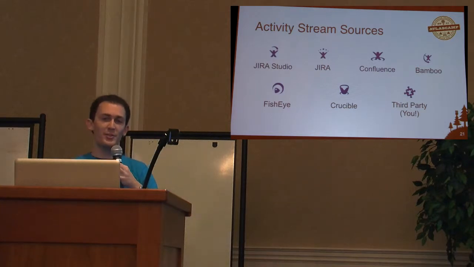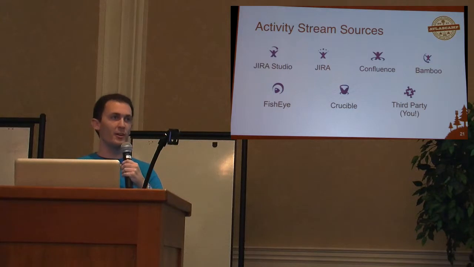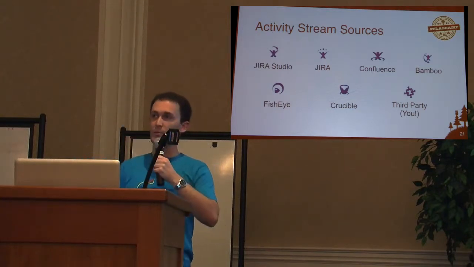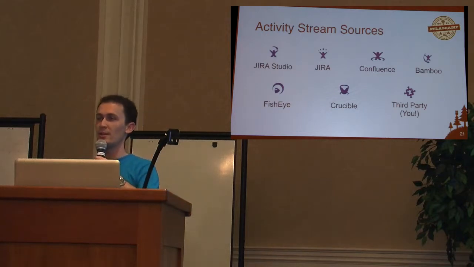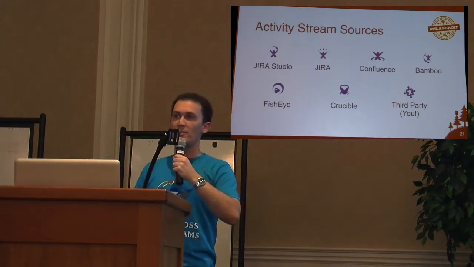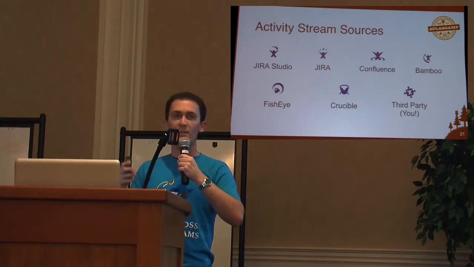So Jira Studio obviously has tons of data, as do all of the standalone products: Jira, Confluence, Bamboo, Fisheye, and Crucible. All wonderful data sources. But as of this version of activity streams, you're no longer limited to those data sources. You can have your own custom third-party content in the stream side by side with them.